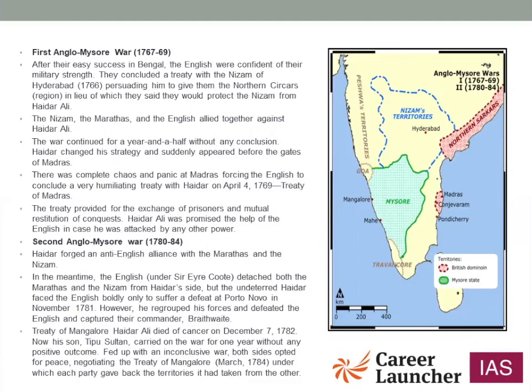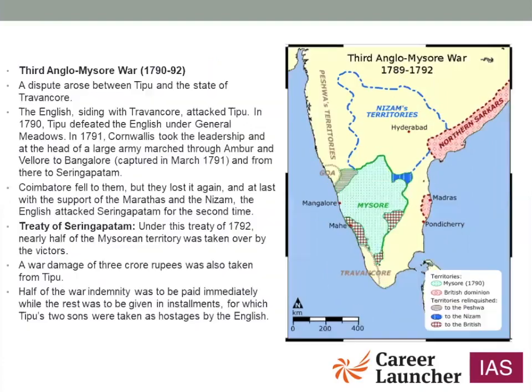So that was the conclusion of the Second Anglo-Mysore War. Now, after a few years, a Third Anglo-Mysore War took place between Tipu Sultan and the East India Company. So here you can see the green part now. The green part of Mysore had shrunk. So what had happened?